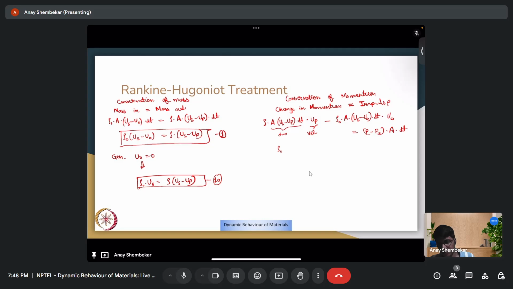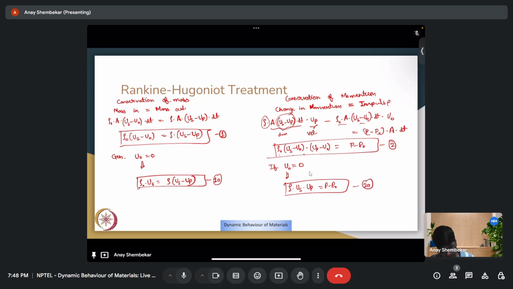If I remove the area and dt terms, what I end up with is rho naught us minus u naught into up minus u naught is P minus P naught, which is my equation 2. And from this, if u naught is 0, which means initially the material is stationary, you have rho us up is P minus P naught.